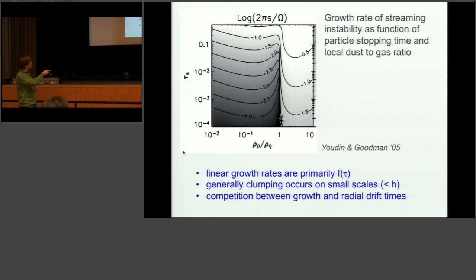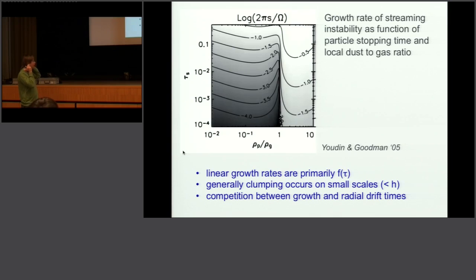So if the particles are very well coupled to the gas, in other words, they have very small stopping times, then the growth rates of these instabilities are very small. So this is 10 to the minus 4. This is on a log scale. So that's 10 to the minus 4, so it's occurring 10,000 times more slowly than the dynamical time scale in the disk. However, if you go to larger particles, these growth rates climb rapidly and eventually reach a reasonable fraction of the dynamical time in the disk.